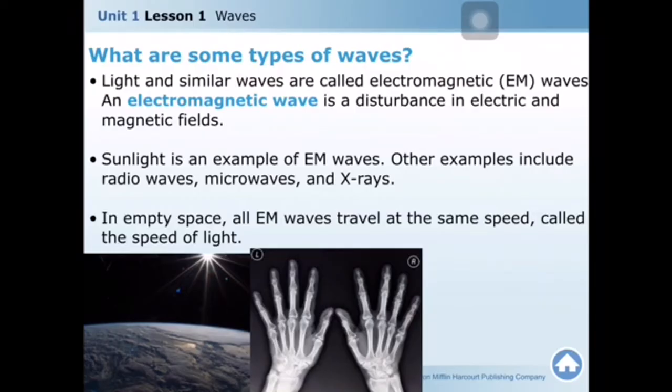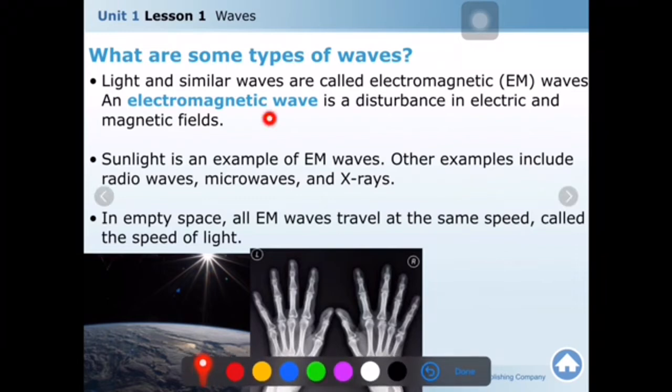Okay guys, I think you have understood. If there is no medium, sound cannot travel. Now, light and similar waves are called electromagnetic waves, EM. An electromagnetic wave is a disturbance in electric and magnetic fields. We know that a magnetic field does not depend on any material. Without any medium, we are able to sense the magnetic field, as you have learned before.